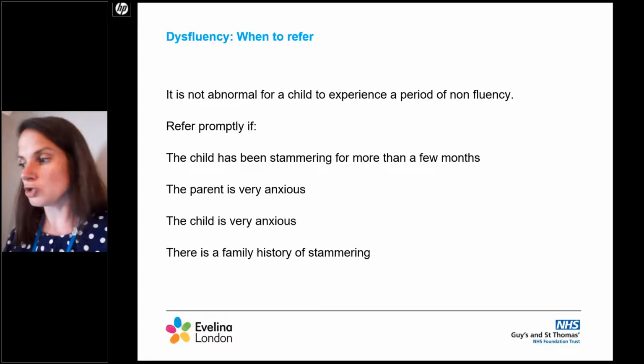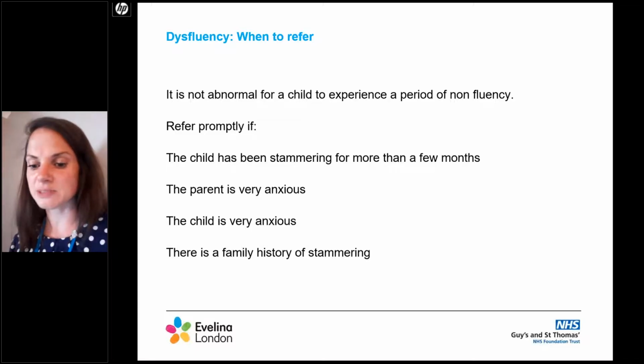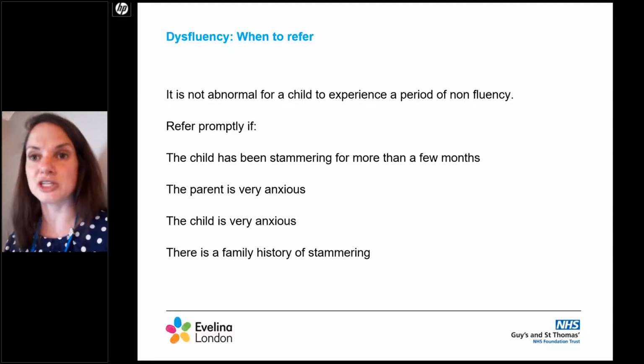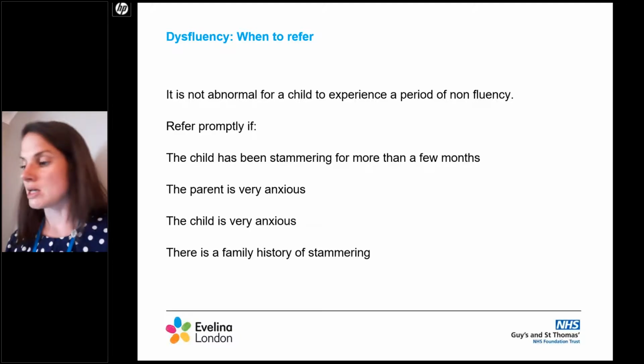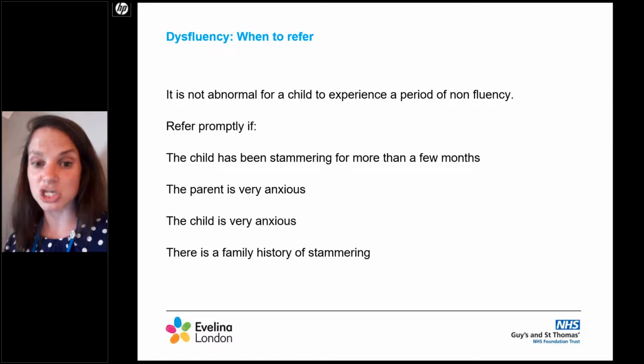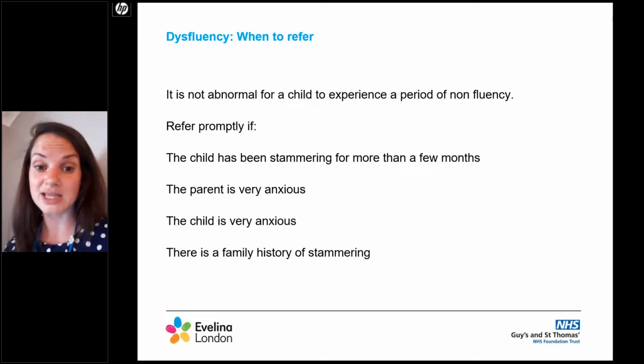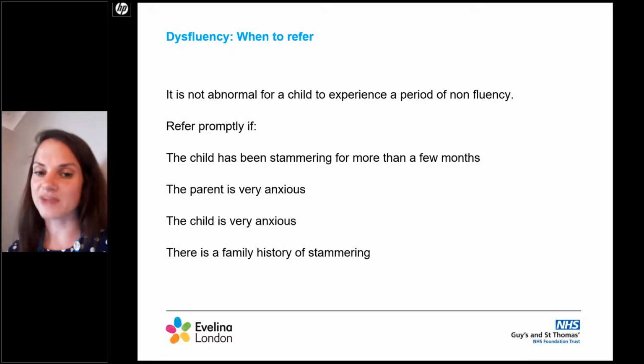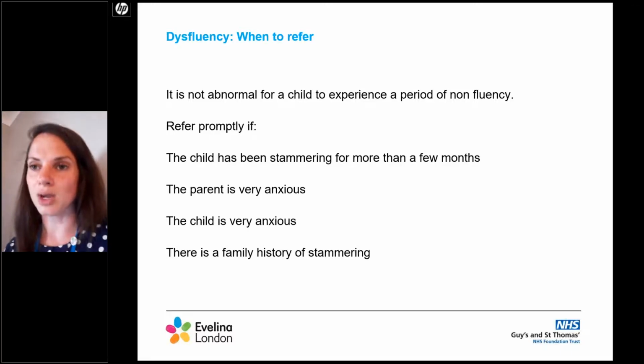So you don't need to refer straight away, but if a child has been stammering for more than a few months, about 4 to 6 months, you might want to refer on for some therapy support, because it's likely at that point that it's not going to resolve itself and they might need therapy support to help resolve the stammer. If the parent or child are particularly anxious, you could refer before that stage, because that's an increased risk factor that the child is going to need therapy support. And if there's a family history of stammering, again, it's more likely that the child is going to need therapy to resolve the stammer.